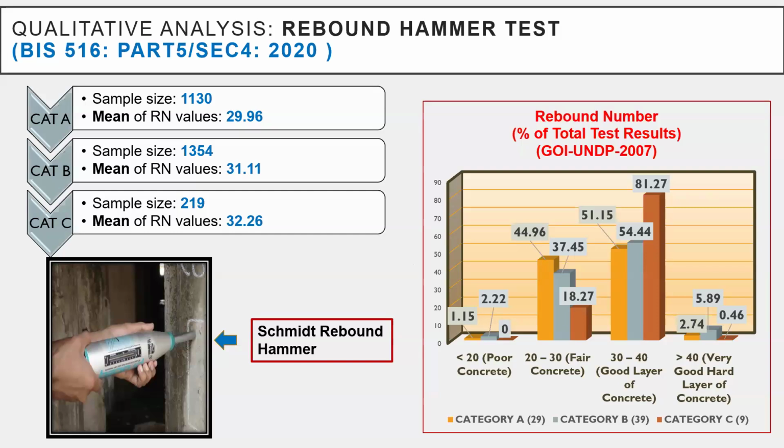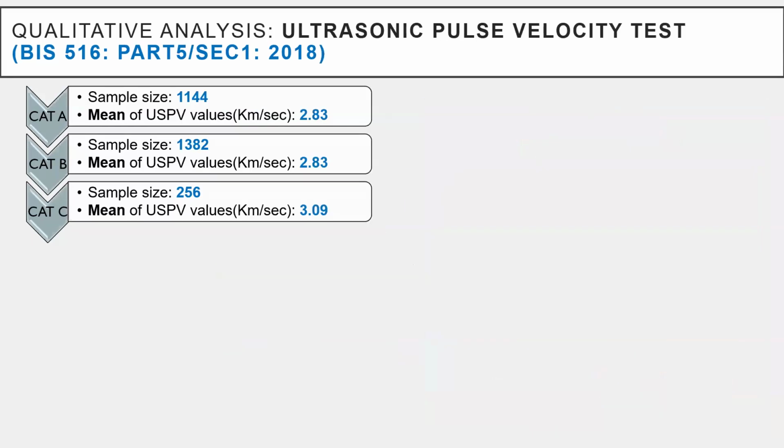And what have we found? We found the mean value of rebound number is around 30 for all the categories A, B, and C. If you look at the histogram on the right side, more than 97% of locations have revealed fair to good to very good hard layer of concrete based on this rebound hammer test. Then the second test was the ultrasonic pulse velocity test.